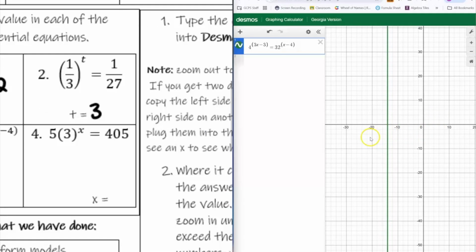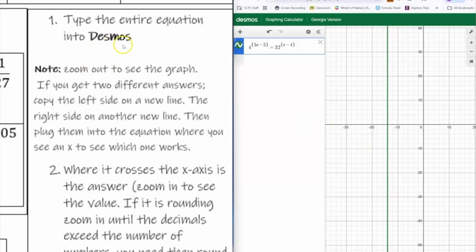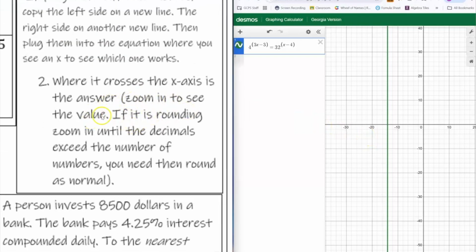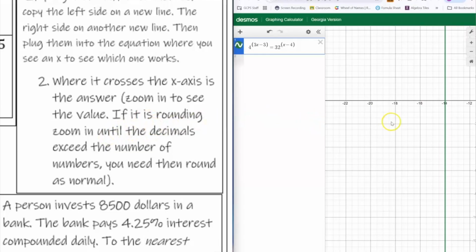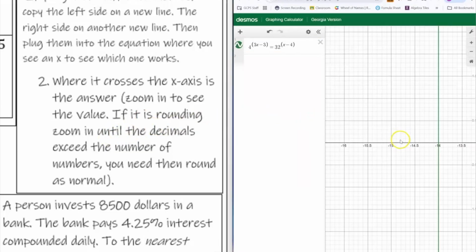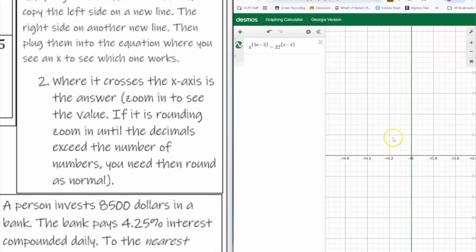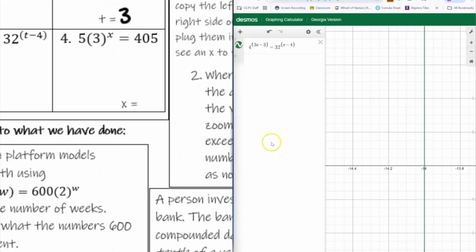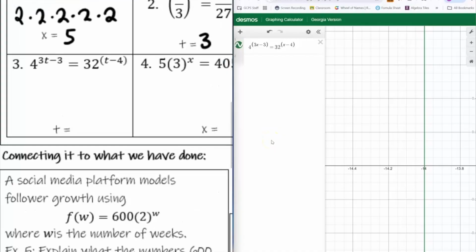Once I see it, so type in the entire equation, decimals where it crosses the x-axis is the answer, zoom in to see the value, if it's rounding, zoom in until the decimals exceed. So let's see if this is a decimal. This is not a decimal, this is a whole number. So that whole number is negative 14. And again, this is t is negative 14.